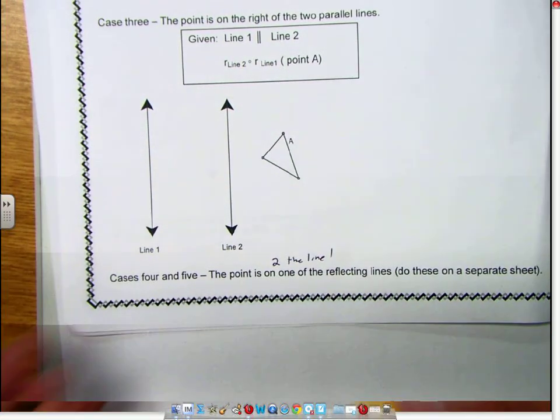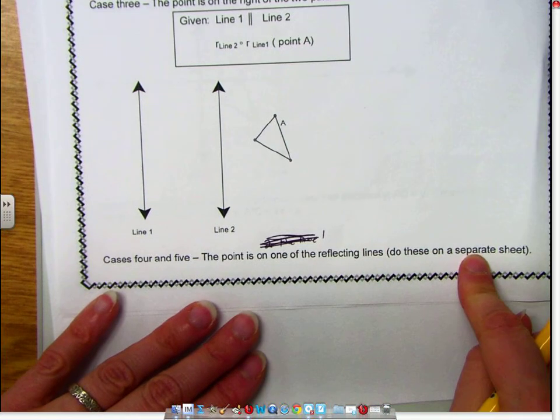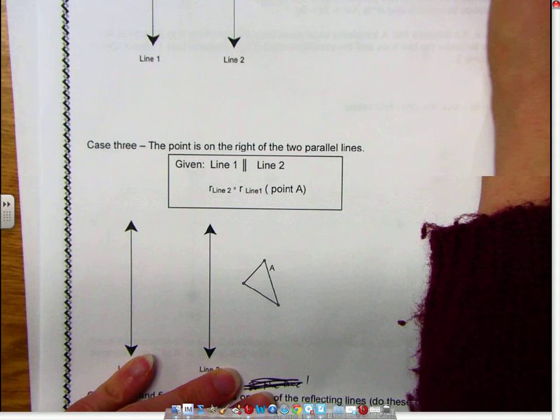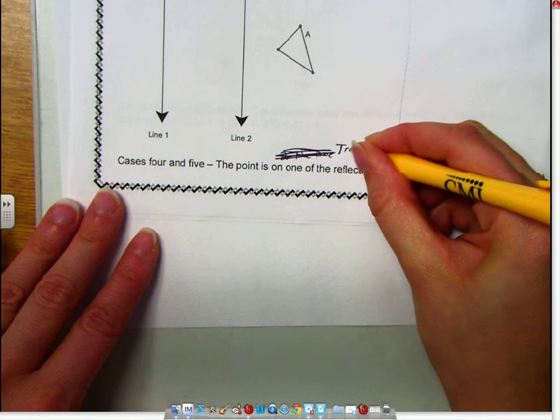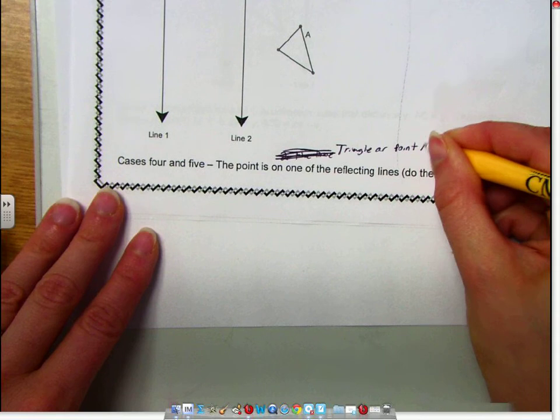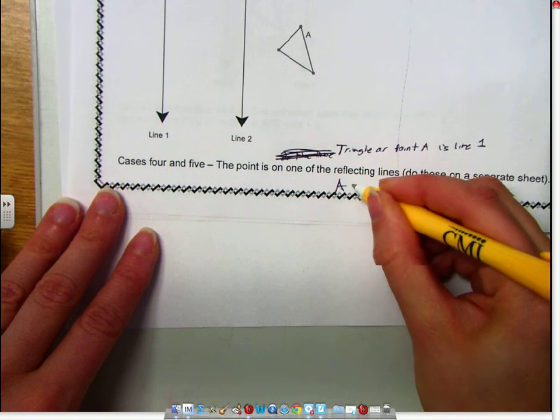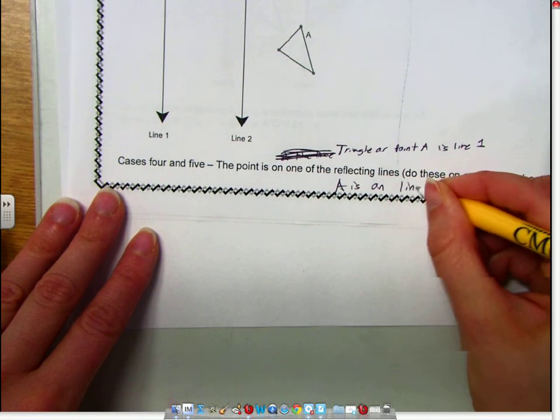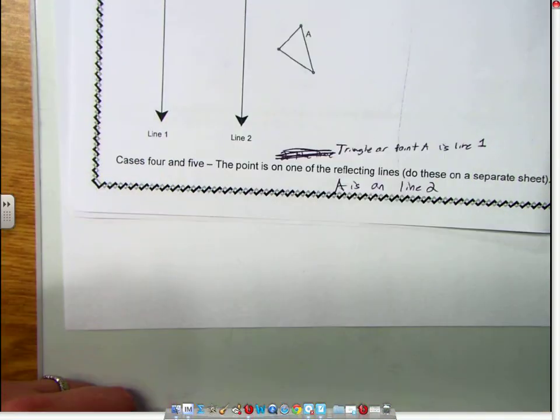Okay? Oh, never mind. That is not true. You're going to reflect where they're on a line. This one, 4 and 5, you're doing on a separate sheet of paper. If you feel like you have room, you can cut this in half and draw it on here. This one, you're reflecting where the triangle or point A is on line 1. And the next one, you're doing it where A is on line 2. Okay, so it'd be like if it was right here. What happens when you reflect over line 1, then line 2? Okay. All right, so you literally have 4 more to go.